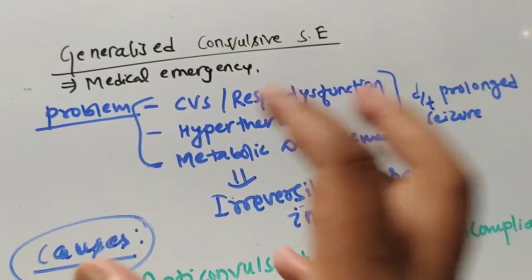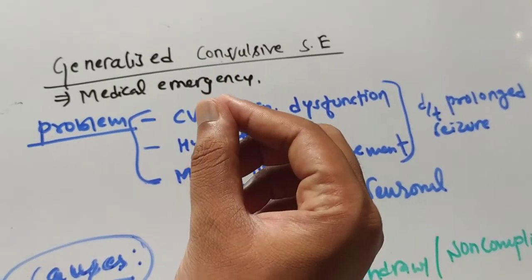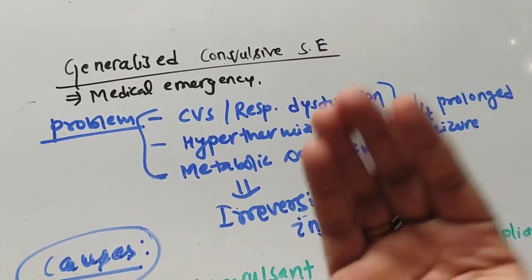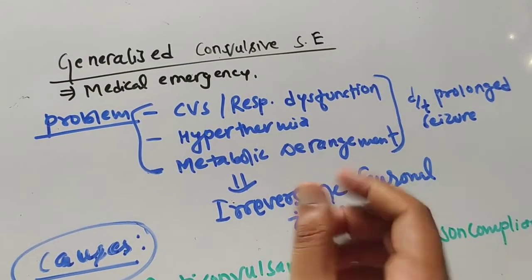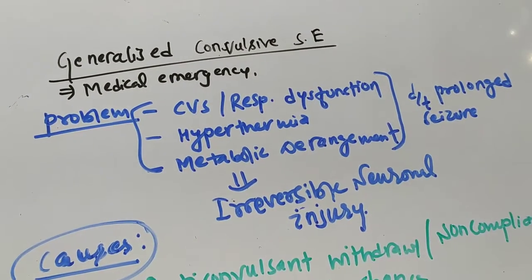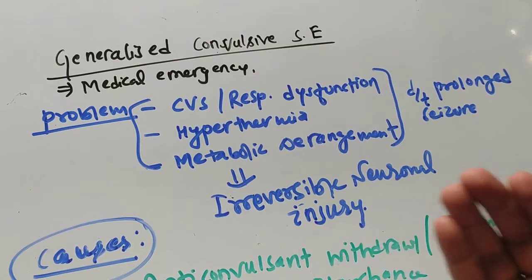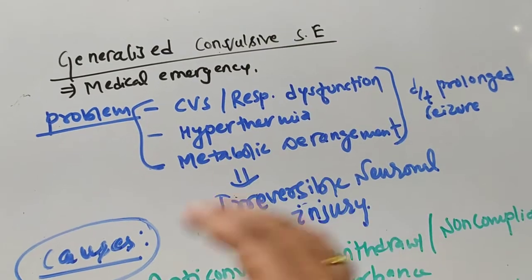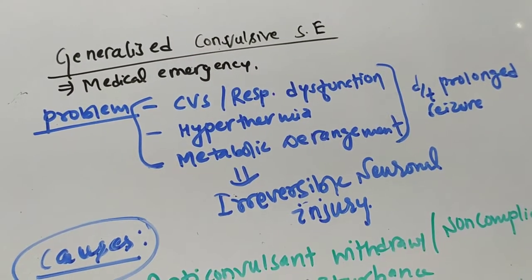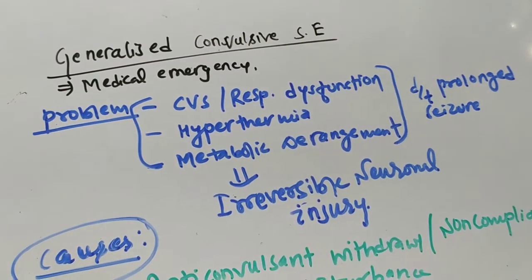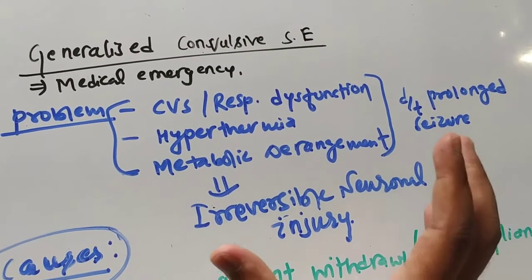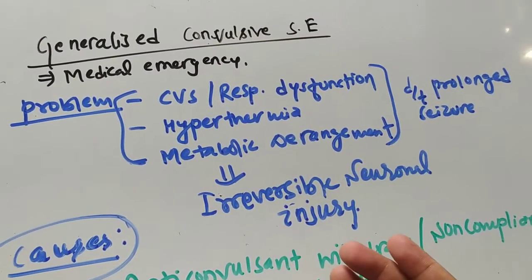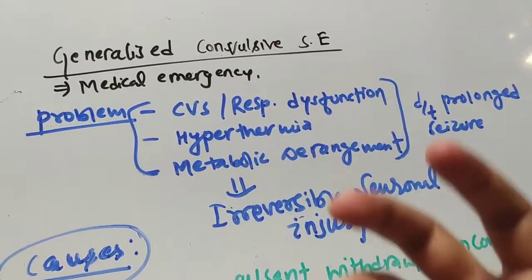Before studying that, let's see what the problem is in this condition. Generalized convulsive status epilepticus is a medical emergency, and the main problems are cardiovascular and respiratory dysfunction, hyperthermia, and metabolic derangements. Why is there cardiovascular and respiratory dysfunction? In seizure activity there will be generalized convulsive movement, and due to the tonic movement there will be intense muscle spasm all over the body. There will be hyperthermia, that is, the body temperature will increase, and there will be muscle destruction.